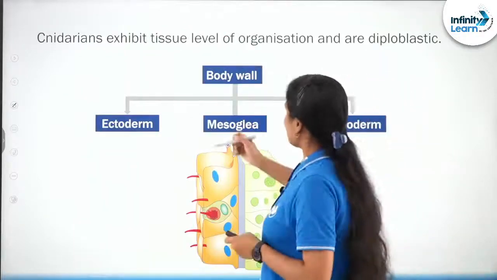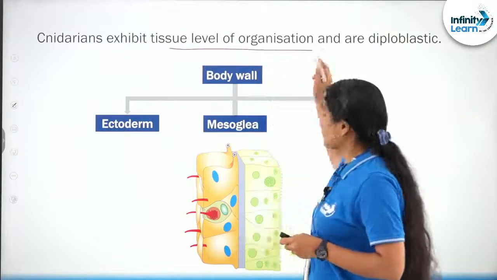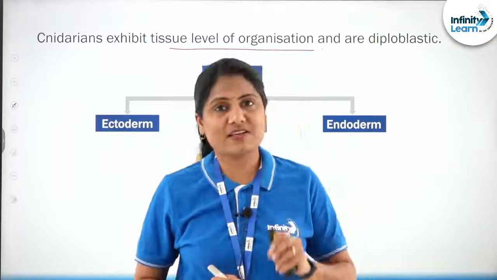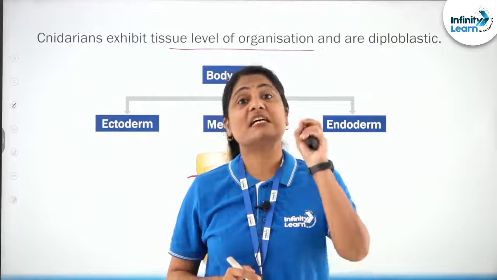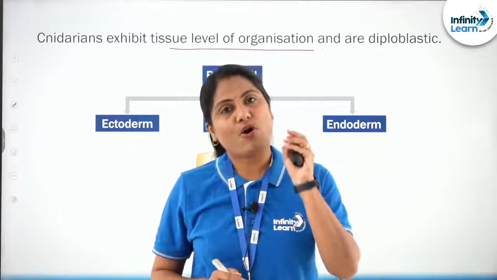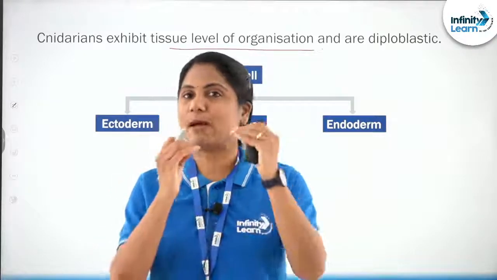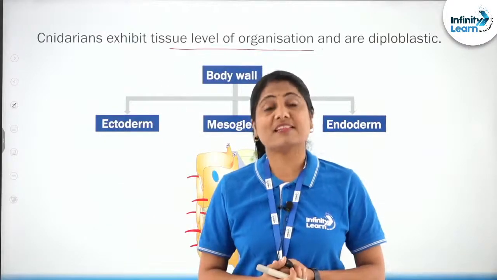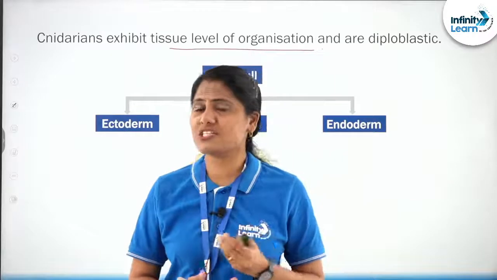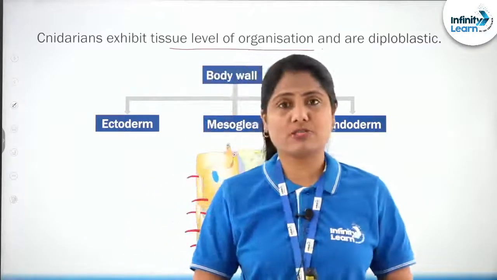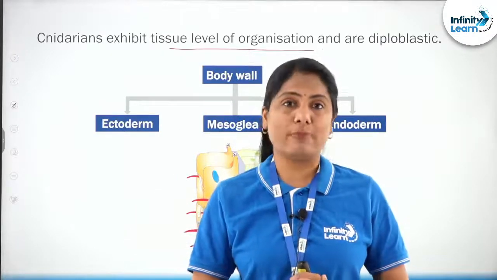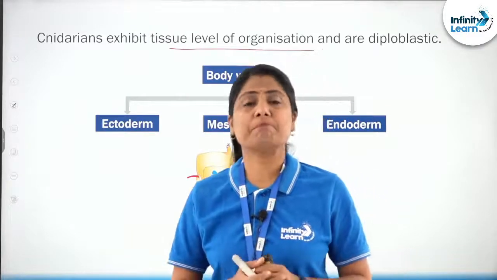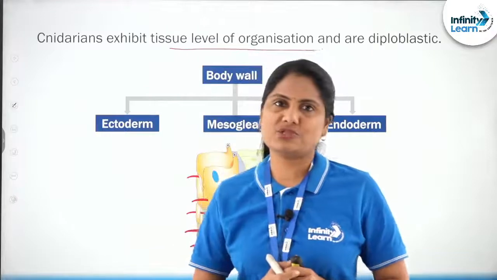So cnidarians exist at the tissue level of organization. Remember, we discussed Porifera last time, and what was the grade of organization? It was a cellular grade of organization. Now we step up a little bit. Here is one phylum that we are discussing, which is at the tissue grade of organization. Not just Cnidaria, Ctenophora that we are going to discuss today also belongs to the tissue grade of organization. As I told you in the beginning, lots of similarities between these two phyla.